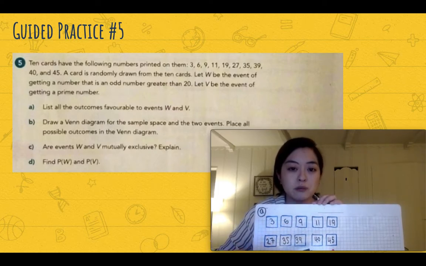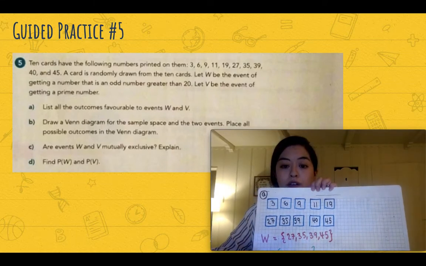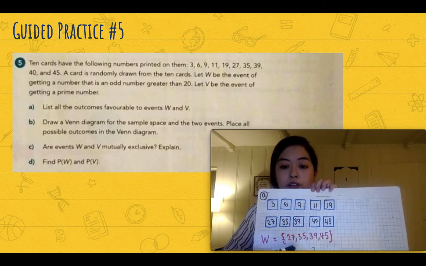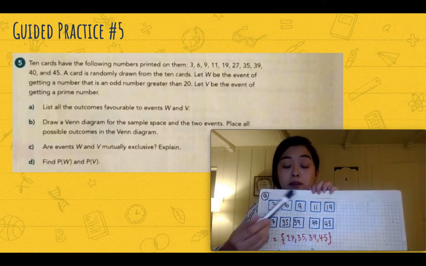Okay, with these following numbers, and W is the event of getting an odd number greater than 20. So my W is here. An odd number greater than 20 is 27, 35, 39, 45, according to my sample space.